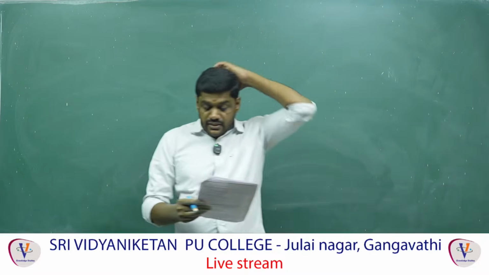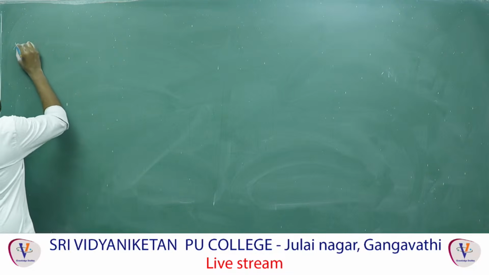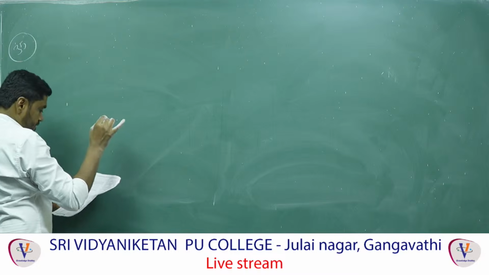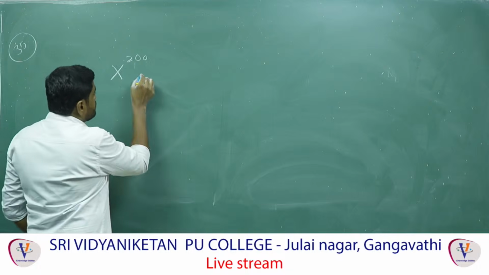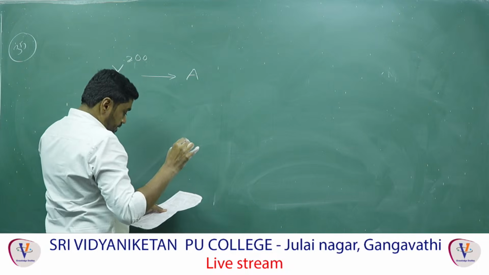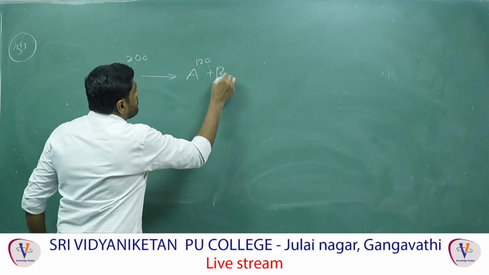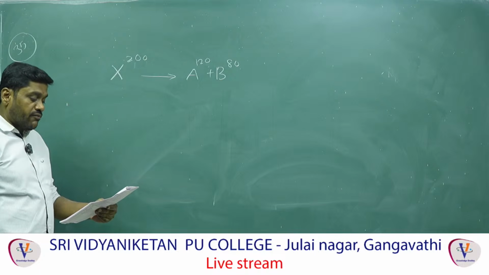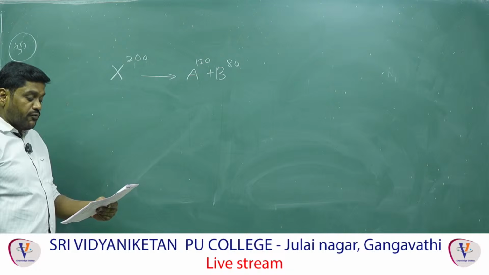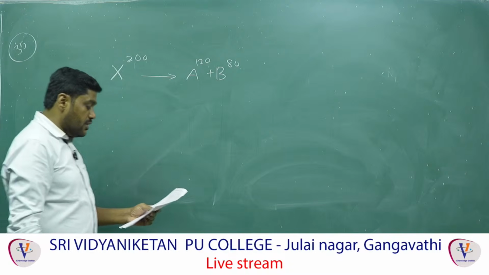Thirty-fifth. Consider the nuclear reaction. So what is the nuclear reaction here? The given nuclear reaction is X(200) decays to two daughter elements, that is A(120) plus B(80). It is balanced. Now, if the binding energy per nucleon for X, A and B are 7.4, 8.2 and 8.3 mega electron volt respectively, then the energy released in the reaction is?